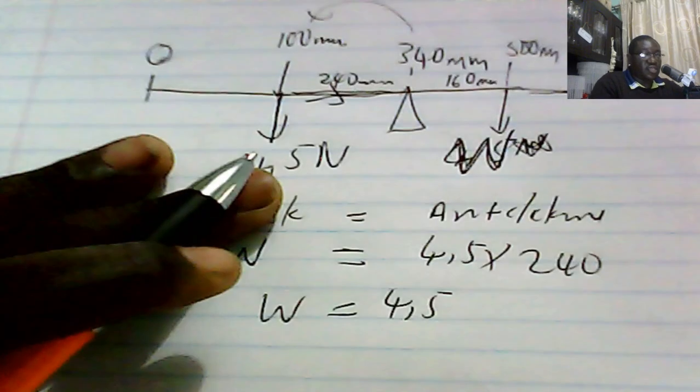Right, so applying the principle of moments, clockwise moments must equal anti-clockwise moments. So we're going to have W times 160. So 160 W should equal 4.5 times 240. So W is equal to 4.5 times 240 over 160.